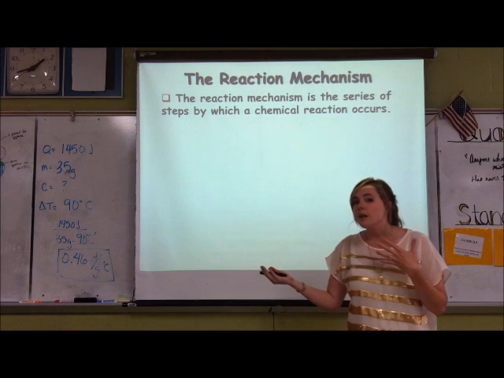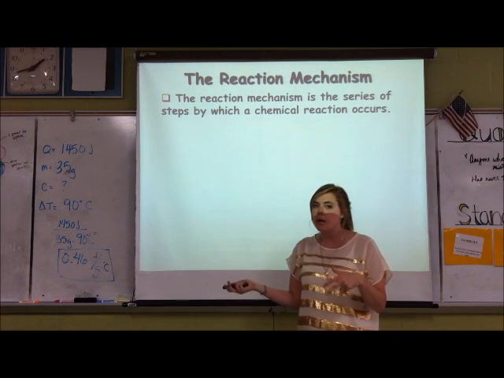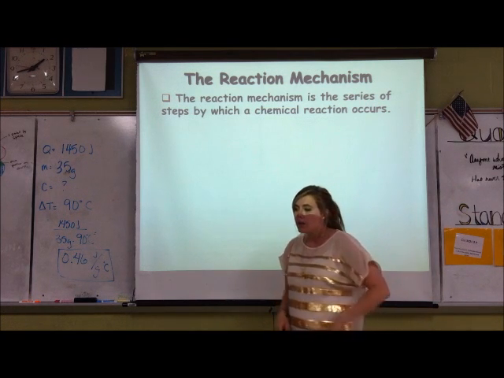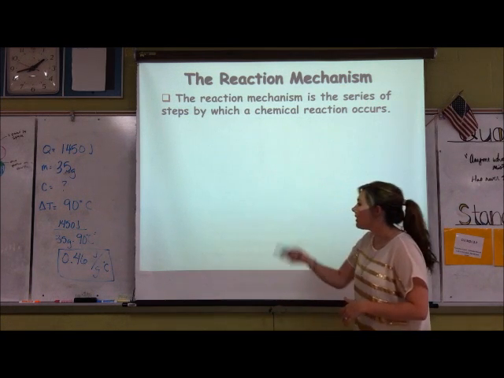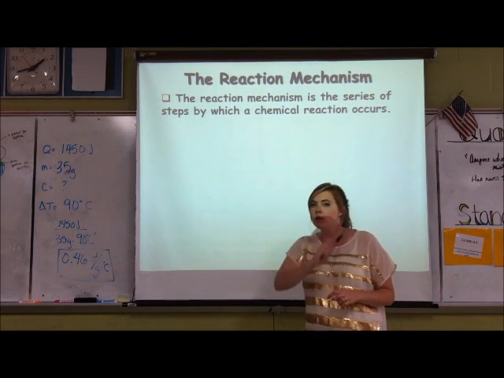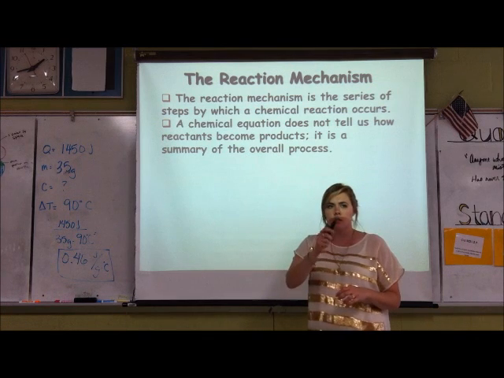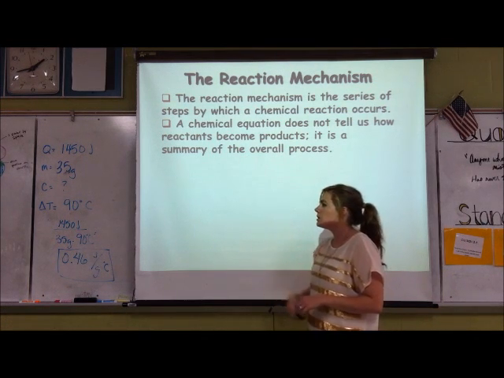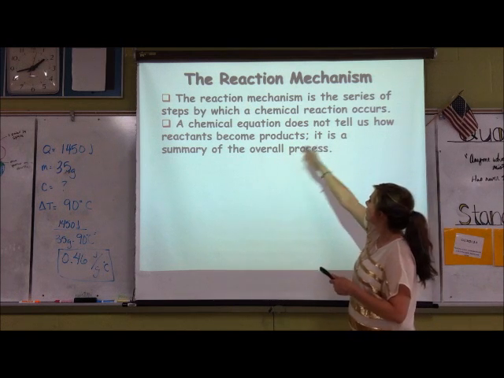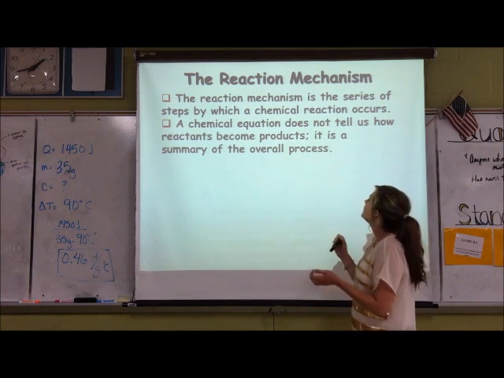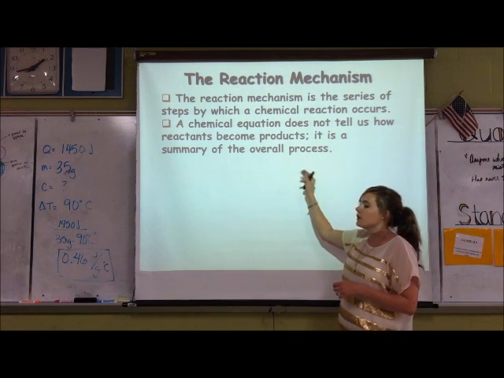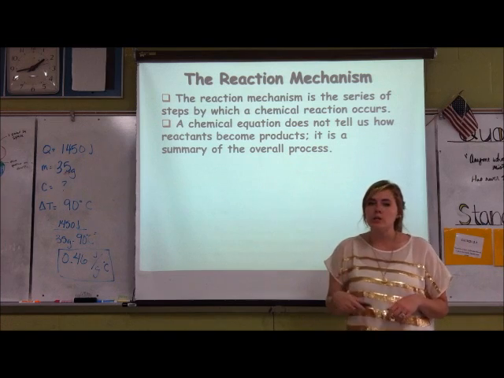Now, when we look at a chemical equation, we don't ever talk about the reaction mechanism. We just say, here's where you are, here's where you're going, and we don't look at those in-between things. But those in-between things exist, and they are important. You'll find later when you take chemistry in college. Your chemical equation does not tell us how the reactants become products. It is a summary of the overall process. Your equation is the summary.